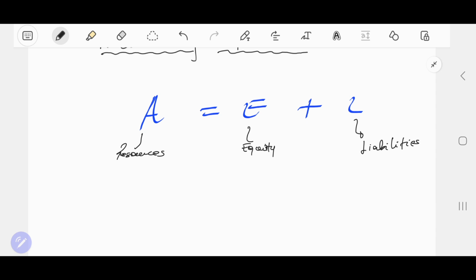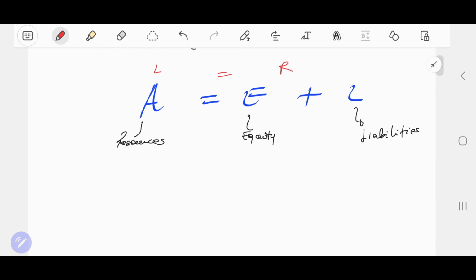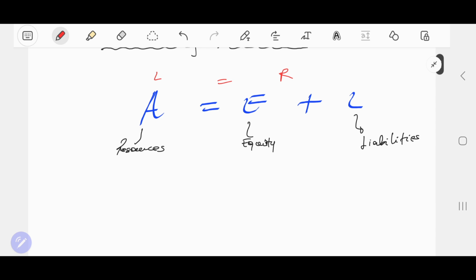So the value of the resources, the value of the assets that the business has, must be equal to the amount of capital and liabilities that we use to fund those assets. It means that this side, the left-hand side, must be equal to this side. So when you take the money from equity and the money from liabilities, that should be equal to the value of the assets that the business has at a particular point in time. This is the essence of the accounting equation.